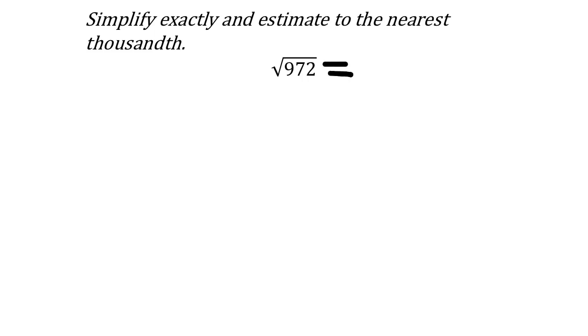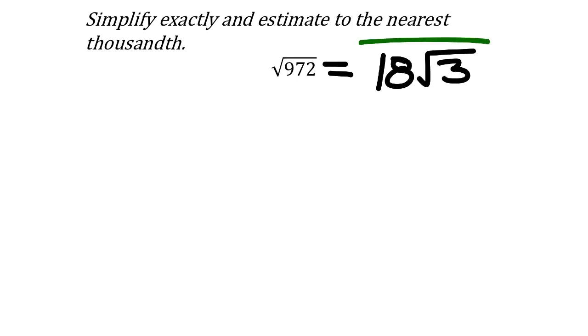So there's two answers: simplify exactly and estimate to the nearest thousandth. This is exact: 18 times the square root of 3. So that's one of our answers, and that looks pretty good. The other answer is the decimal value to the nearest thousandth. Now on the TI-30XS, I'm going to push this arrow key right above enter. And I push that, and it gives me the decimal.